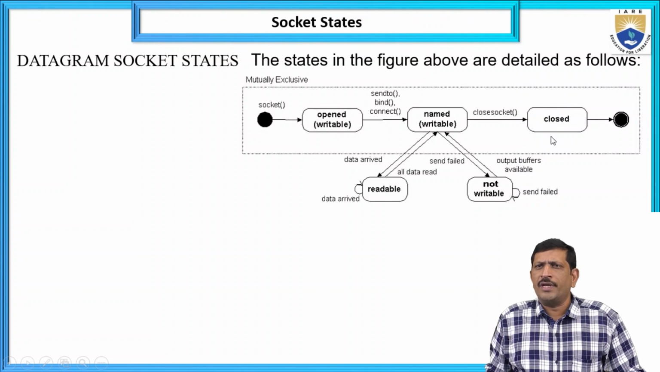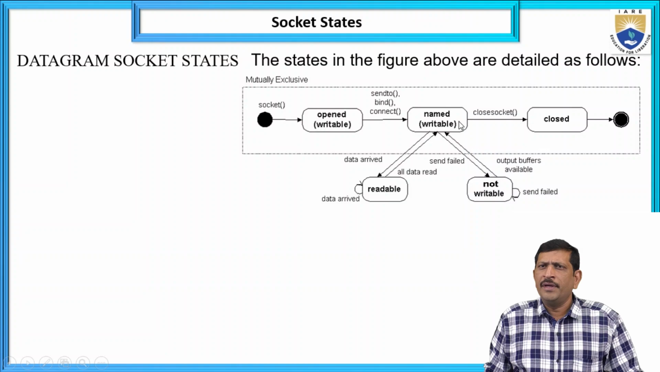There is a closed state, reached by the close function call. To move from one state to another state, we use function calls. By using these function calls, we can perform the operations. When the close function is called, the connection is immediately closed at the server side or client side. Here data has arrived.